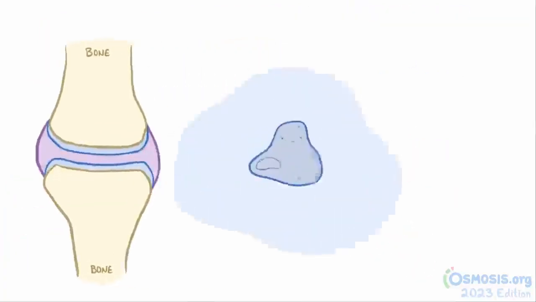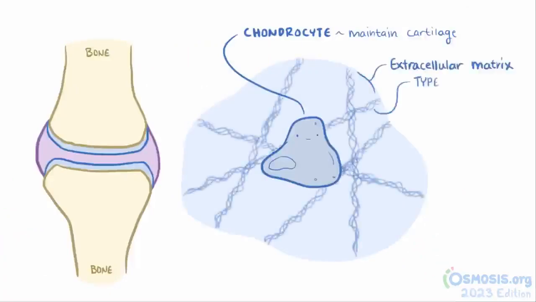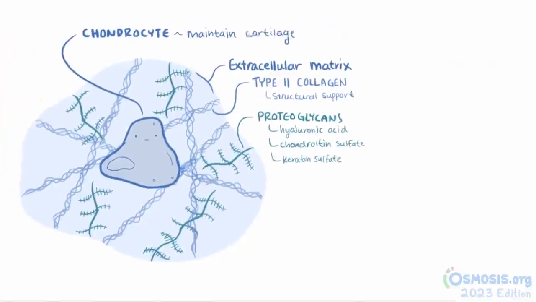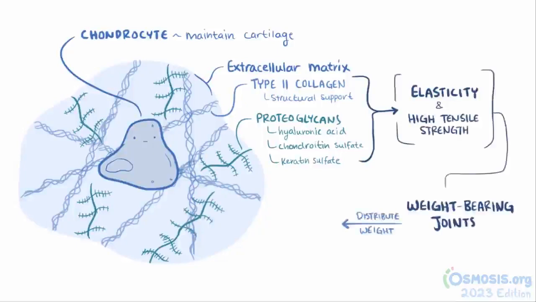Maintaining healthy articular cartilage is the chondrocyte's job, a specialized cell responsible for maintaining everything cartilage related. The chondrocytes produce and are embedded within a strong gel or extracellular matrix, which contains type 2 collagen, a protein that provides structural support, as well as proteoglycans, which are aggregates of protein and sugar molecules like hyaluronic acid, chondroitin sulfate, and keratin sulfate. All of these extracellular components give the cartilage elasticity and high tensile strength, which help weight-bearing joints distribute weight such that the underlying bone absorbs the shock and the weight.